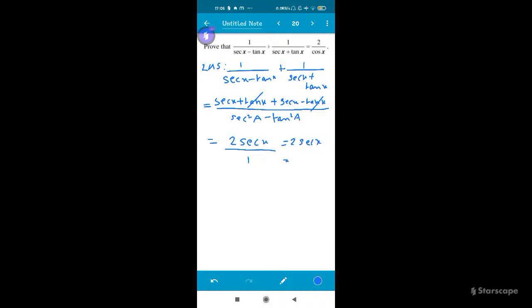But we have to prove that the RHS is 2 by cos x. So isn't it true that sec x is the reciprocal of cos x? So can we write sec x as 1 by cos x? Yes, definitely. So in place of sec x, I can write 1 by cos x, that is 2 by cos x. This is what was asked in the question. So we have proved it. LHS is equal to RHS.